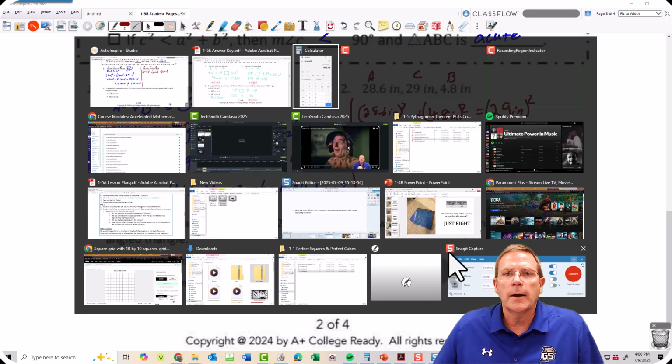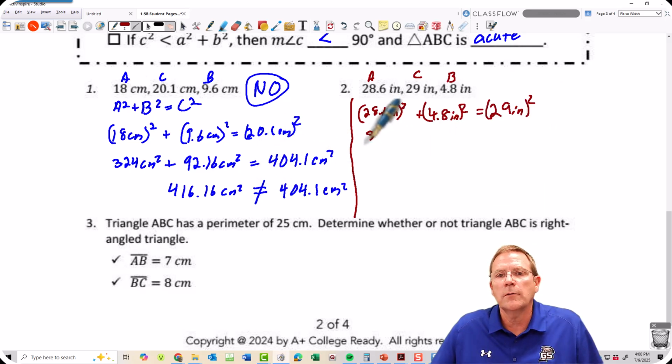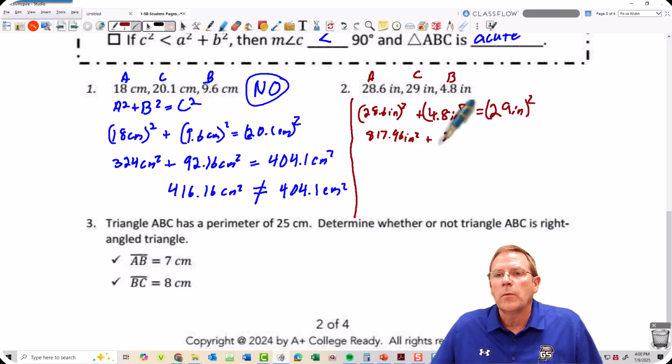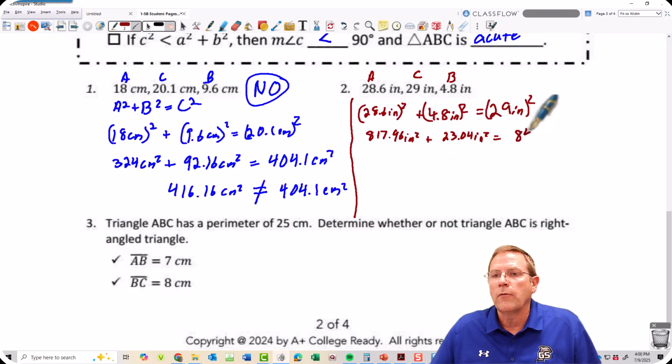Grab up our handy dandy calculator, and that's going to give us 28.6 times 28.6 is going to be 817.96 inches squared, plus I'm going to have 4.8 times 4.8, that's going to equal 23.04 inches squared, and then we're going to have 29 times 29, that's going to be 841 inches squared. Now, if these two on the left add up to equal this one on the right, then it is going to be a right triangle.